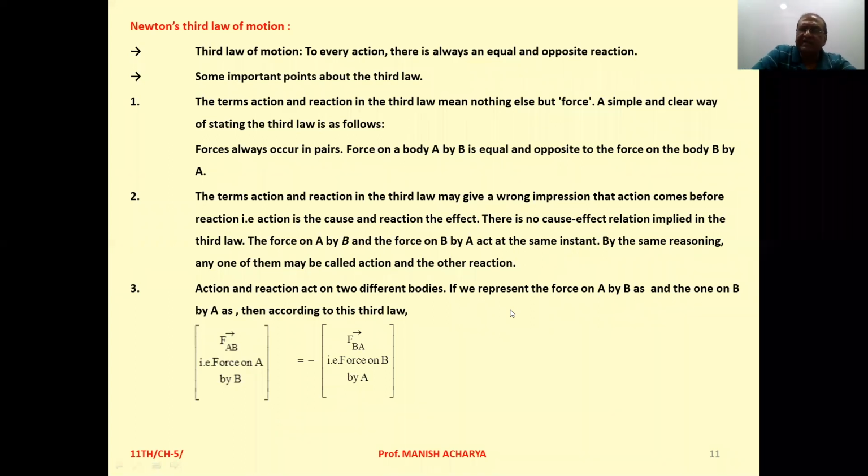Actually, this action and reaction is nothing but force. Okay? It means force. Now see here. No doubt, Newton's third law of motion is a very simple thing, but there are some important points that we have to understand in this one. Here, when we say to every action there is always an equal and opposite reaction, it doesn't mean that the reaction comes due to the action.